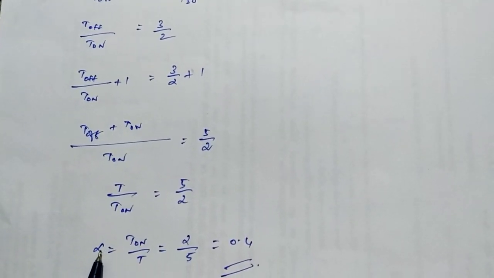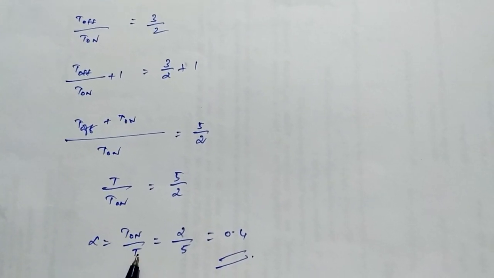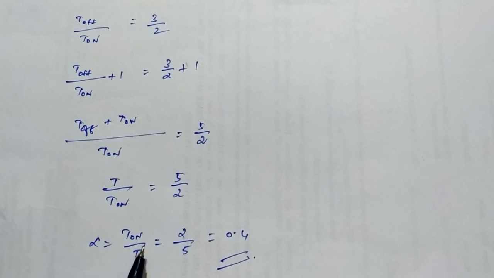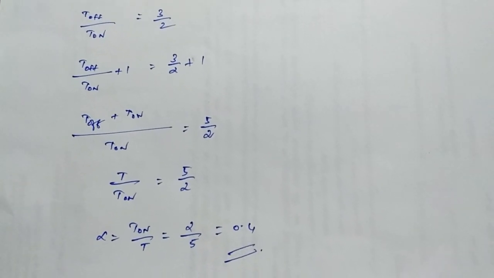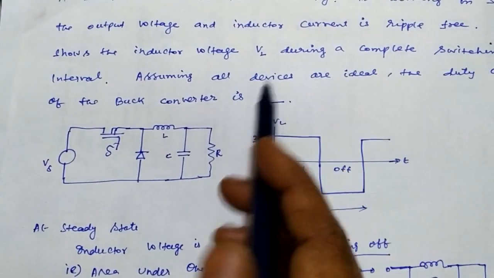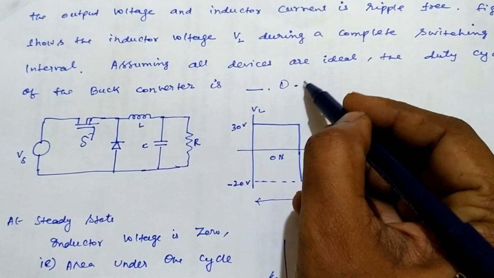So we know the duty cycle or duty ratio formula is on time over total time T. So that is equal to 2 by 5, which is 0.4. Therefore, the duty cycle of the buck converter is 0.4.